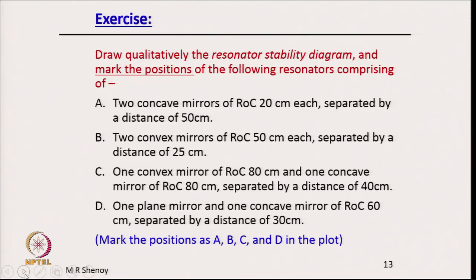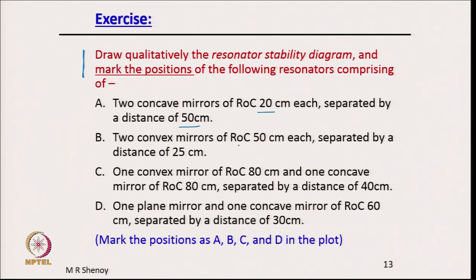All right. Finally, I have taken one simple exercise here. Draw qualitatively the resonator stability diagram and mark the positions of the following resonators. Right now I have taken actual numbers, ROC, different radii of curvature and distances. A: two concave mirrors of ROC 20 centimeter each, which means it is a symmetric resonator, separated by a distance of 50 centimeter.